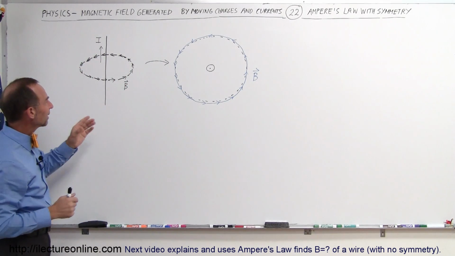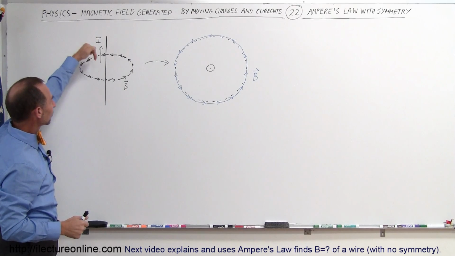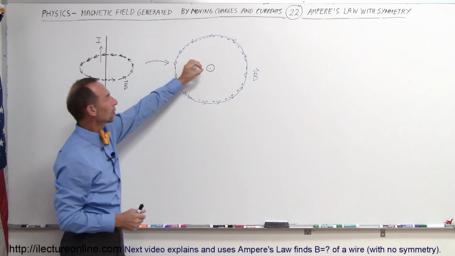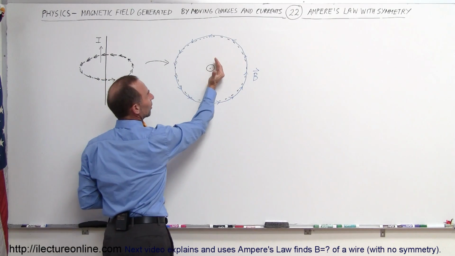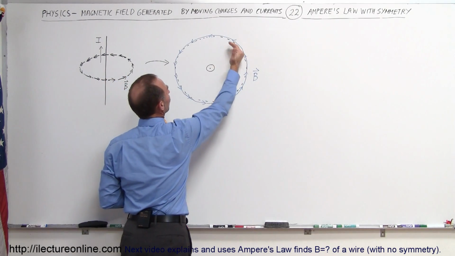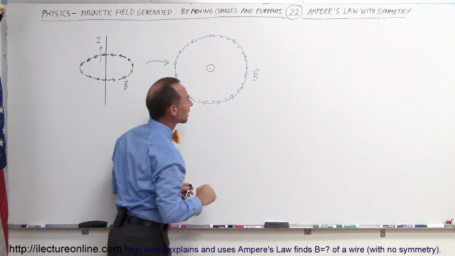So let's take a look at this again, but now we're going to look at it from the top down. Now we have the current coming out of the board like this. Again, using your thumb, you point your thumb in the direction of the current, and your fingers will curl in the direction of the magnetic field.